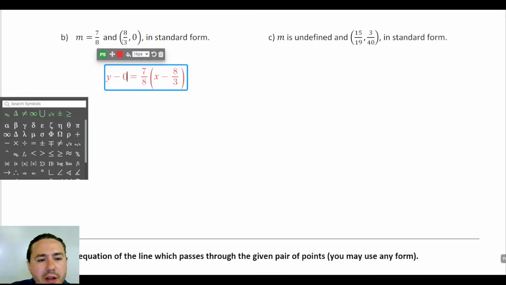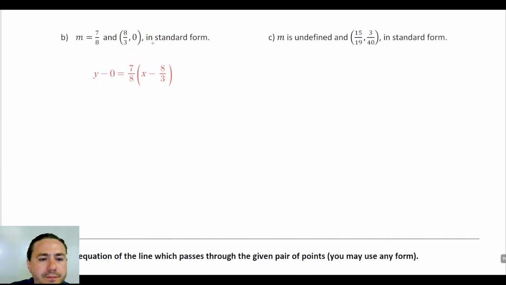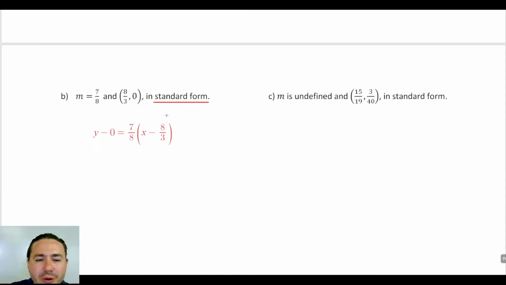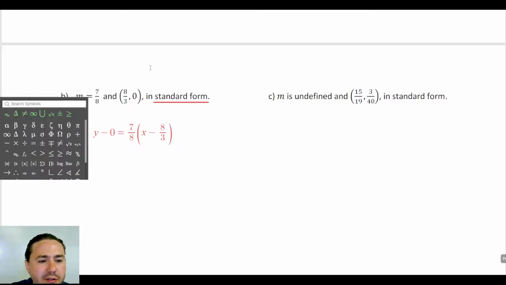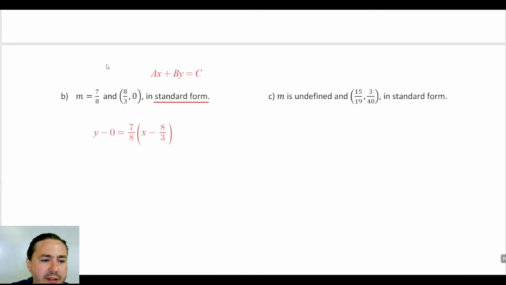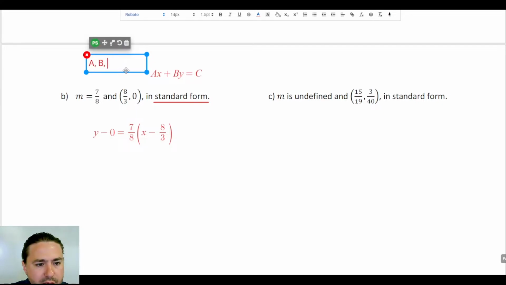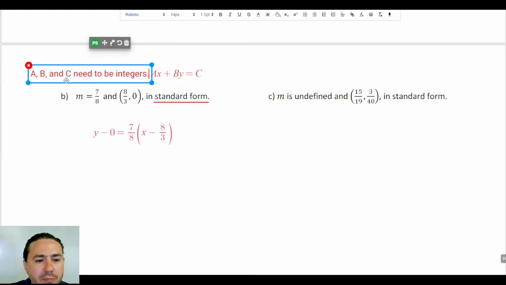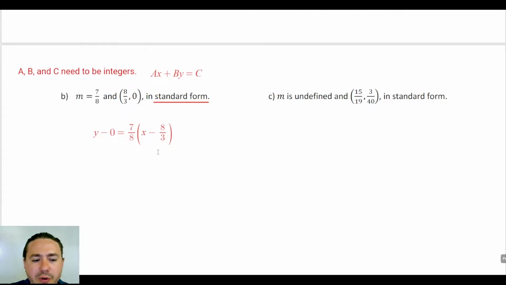So in this case, we're trying to write our equation in standard form, so we need to know what standard form is. Standard form is just a slightly different way of writing these linear equations. The format here is going to be ax plus by equals c. And the only catch here is that a, b, and c need to be integers. Okay, so like whole numbers. Or in other words, just no fractions. So we're going to have to deal with these fractions in our equation.